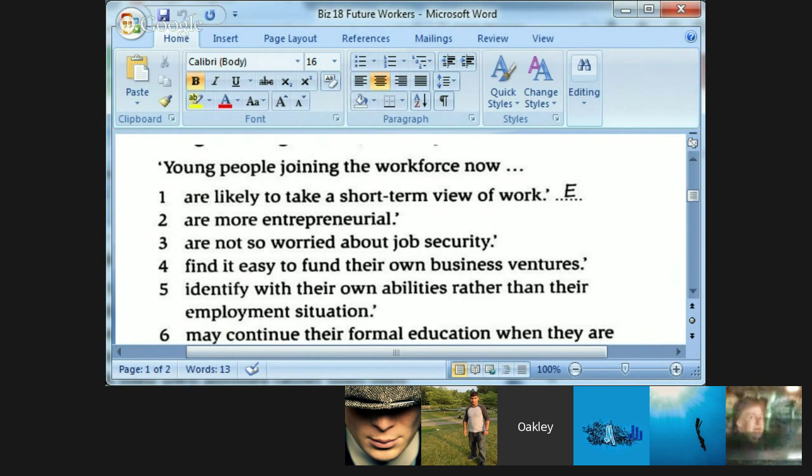Okay, let's see. Do you think young people joining the workplace find it easy to start their own businesses or fund their own business ventures? I think it's not always easy, but nowadays crowdfunding and other methods of funding have appeared, so it's easier than ever, but still to find a fund or sponsor is very difficult, I guess.